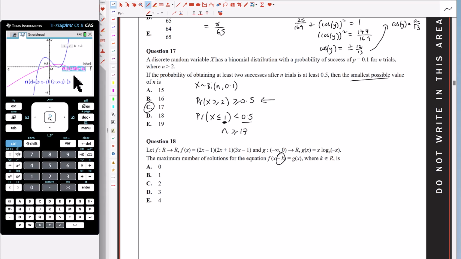It's really in the way though, we can't see the intercepts very well. Let's make things smaller here.